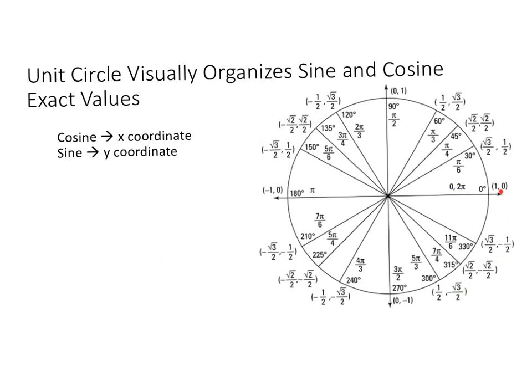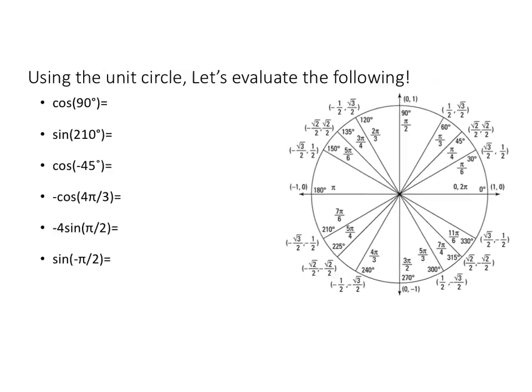And the coordinate points represent two very important things. The x of the coordinate point is the cosine value at the specific angle, and the y of the coordinate point is the sine value at that specific angle. So cosine is always your x and sine is always your y. So how can we use this?